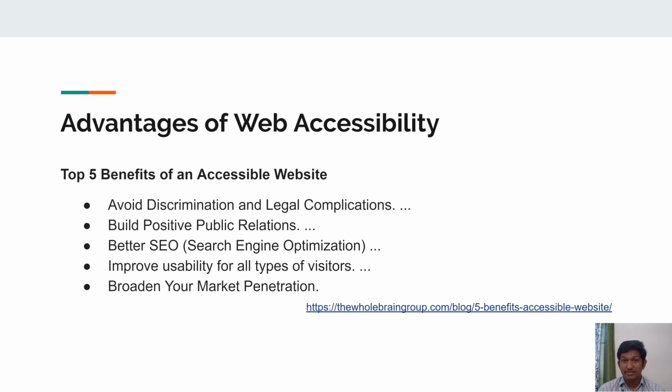It also helps with better search engine optimization, so that your page rank will be in a better place. It improves the usability for all types of visitors who have any type of disability, and it also broadens your market penetration. So there are a lot of advantages of increasing web accessibility, both in a social responsibility way and also in an economic way.